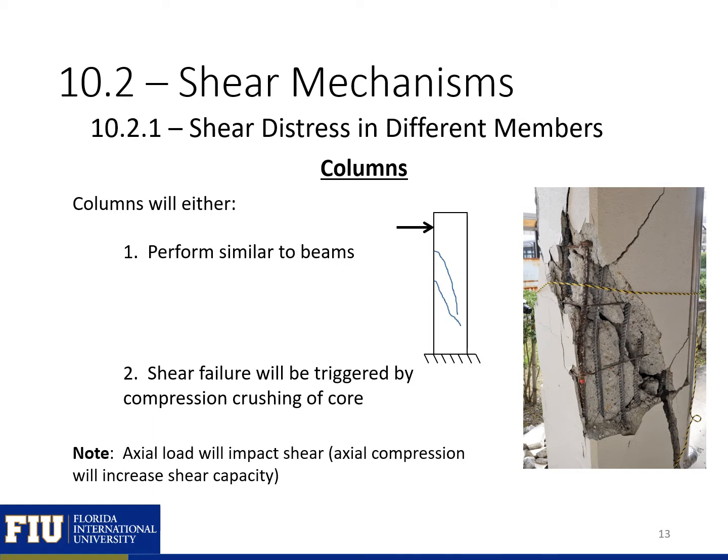Another type of element that we can have shear failure in is a column. Columns are either going to perform similar to beams if they have low axial loads, or we can have shear failure triggered by the crushing of our compression core. And this would be if we have high axial loads. So in general with columns, the axial load that's applied on the column is going to impact our shear capacity and shear behavior. Axial compression is going to increase our shear capacity, and axial tension will decrease our shear capacity.